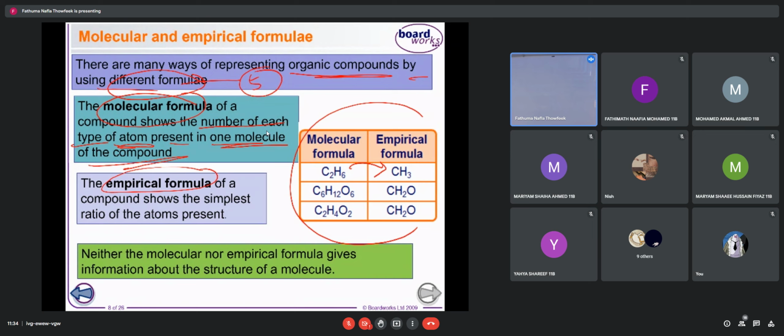So carbon 2 divided by 2, it is 1. Hydrogen 6 divided by 2, it is 3. So empirical formula is CH3, but the molecular formula is C2H6. Okay. So here also same thing.